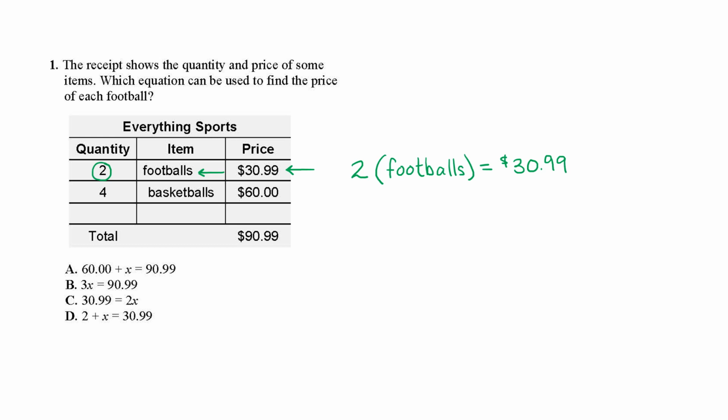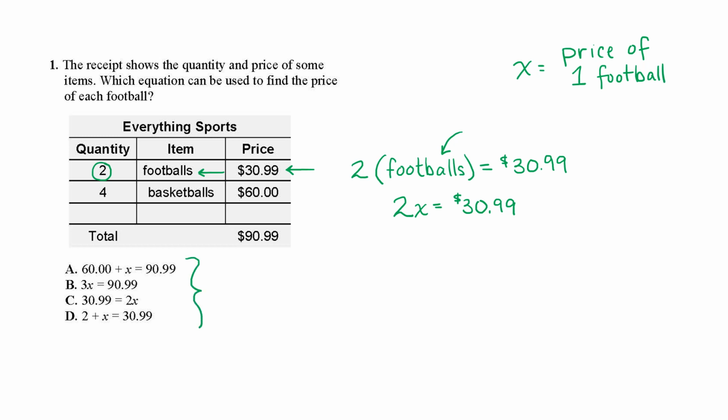$30.99. I can substitute a variable for the price of the footballs. So I'm going to use x. So 2 times the price of one football equals $30.99. x equals the price of one ball. Now let's take a look at our multiple choice options and see which option best matches the equation that we've come up with here.